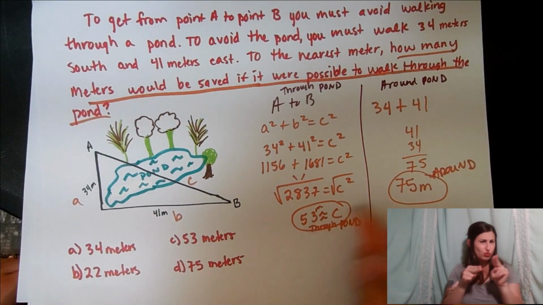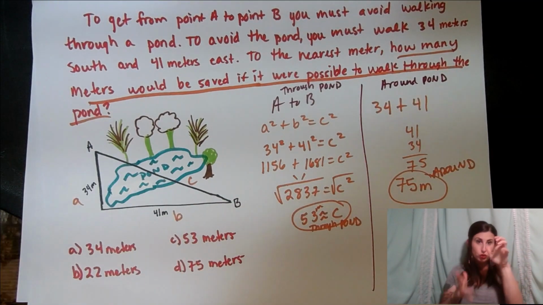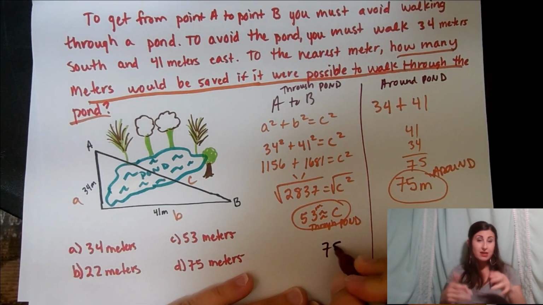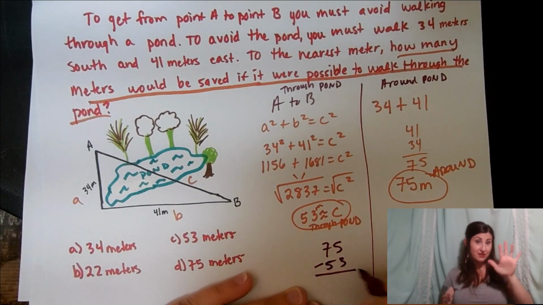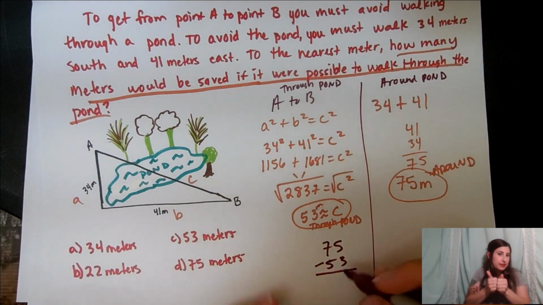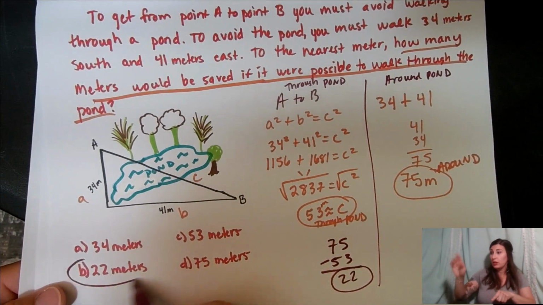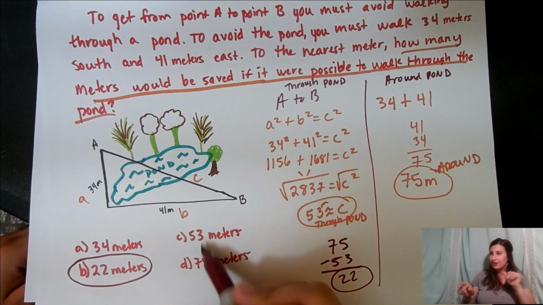How much shorter is this one compared to that one? Well, it sounds like we have to subtract. So let's see, 75 minus 53 to see how much time is saved. Well, what distance is saved? 22. So our answer is 22 meters. Look, it wasn't even one of those.